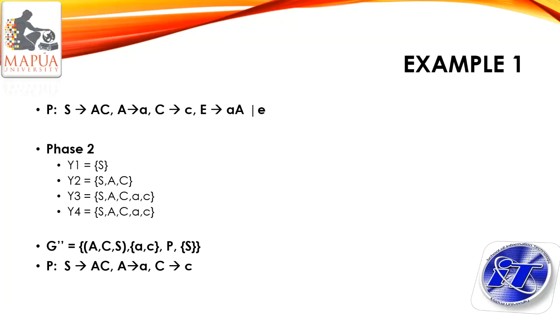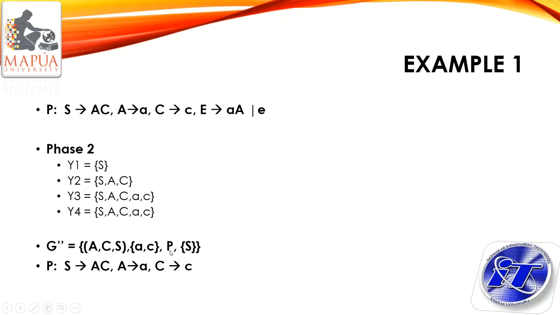Now we're going to proceed in determining the grammar double prime. So in our non-terminal symbols, it includes ACS. Now E is removed since it cannot be reached by S based on our production rule. So E will be removed. So now it's just ACS. And what are the terminal symbols needed in our grammar? It's just AC based on Y4.